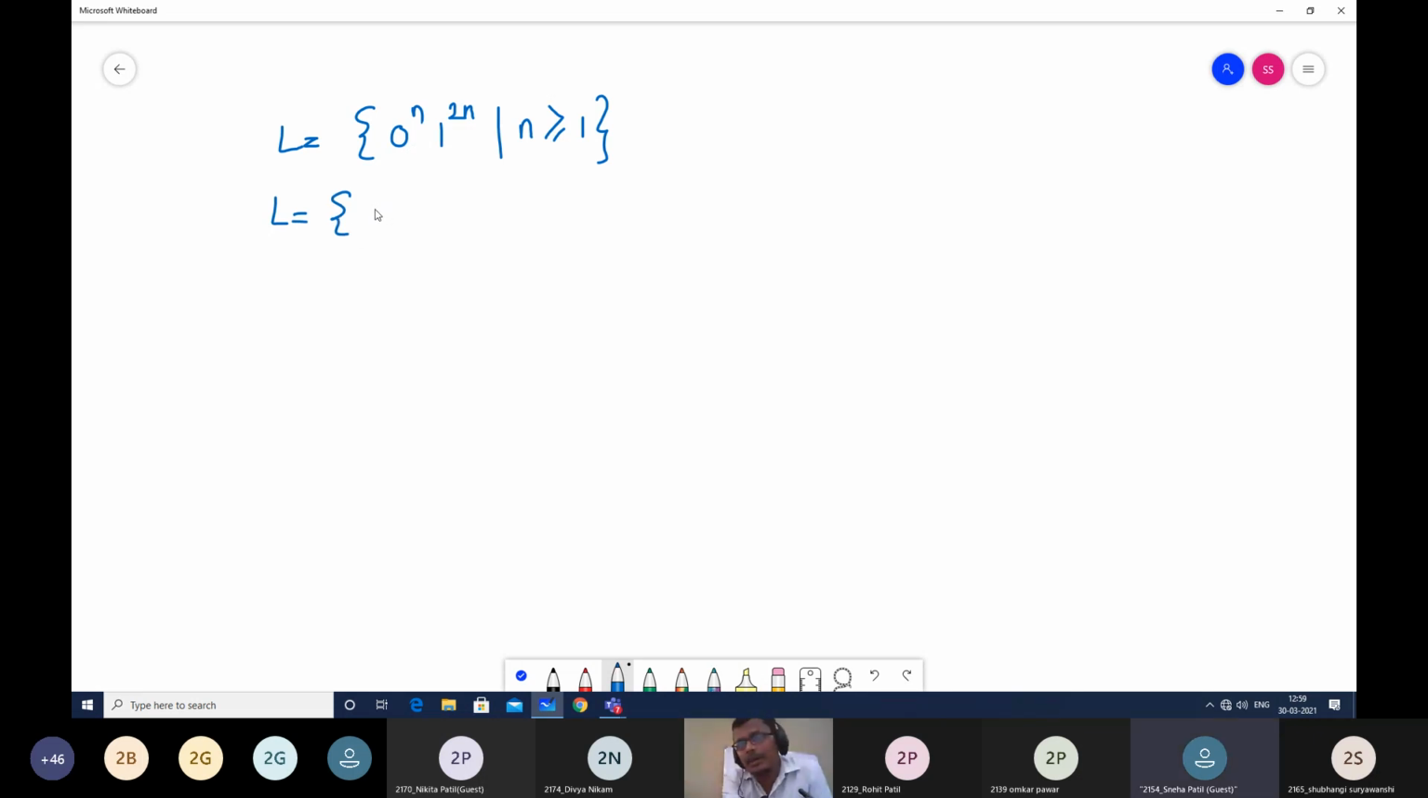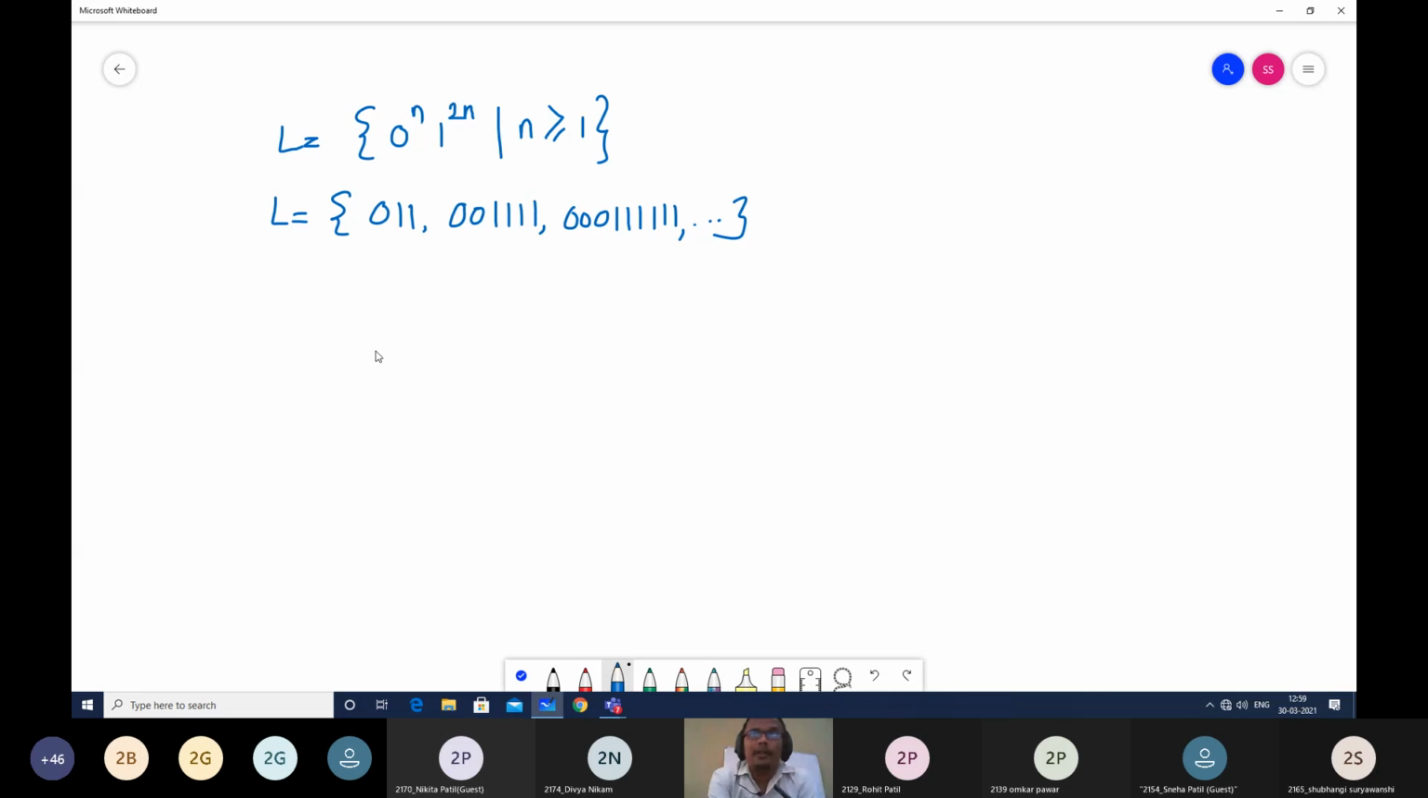So what will be the first string accepted from this language? Yes, can anyone tell me? 0 1 1. Very good. When the value of n is 1, the string accepted will be 0 1 1. When the value of n is 2, the string accepted will be, yes, can anyone tell me? 0 0 1 1 1 1. Correct. Two times 0 and four times 1. Very good. Next will be three times 0 and six times 1, and so on. Twice the number of 1s we need.